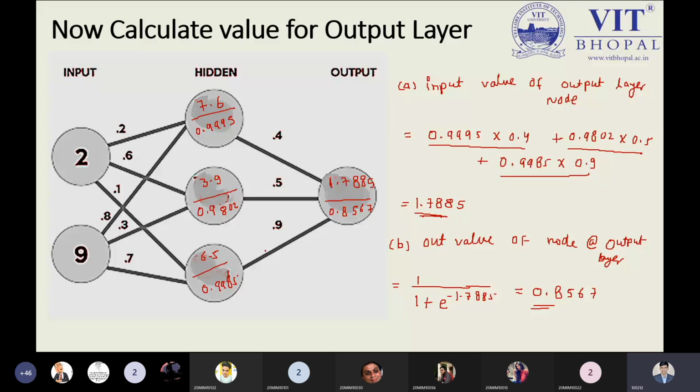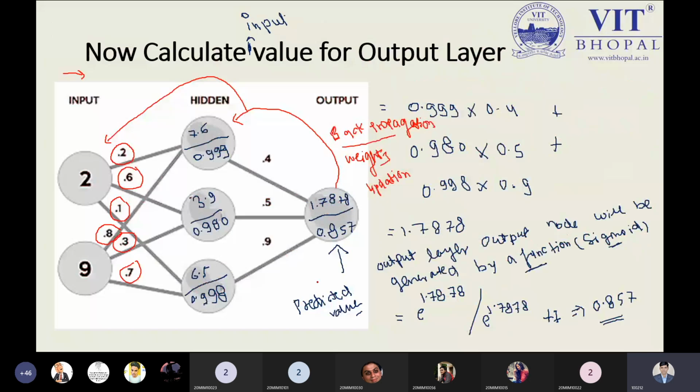So what have we observed? Are you observing something over here? Can anyone tell me right now what you are observing? Sir, we have the given output as 0.92. Okay, super. But here our prediction is coming 0.85. So now we have an error.